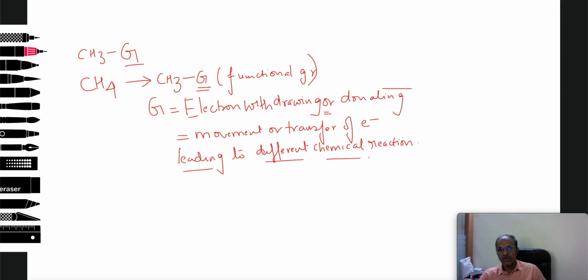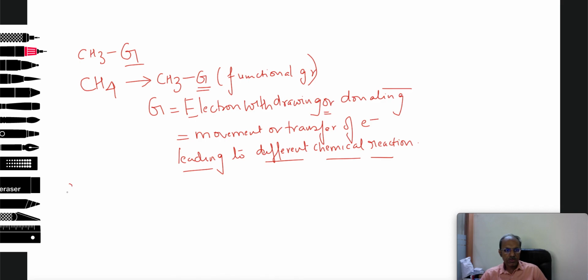Now, if I want to sum up, what do you mean by a functional group? I can say a functional group is nothing else but a group of atoms which, when attached to a particular molecule, results in shifting of electrons from one atom to another, or one molecule to another, thus leading to the formation of different chemical reactions. Right, I think you might have understood now. I'll give you a few more explanations on this.